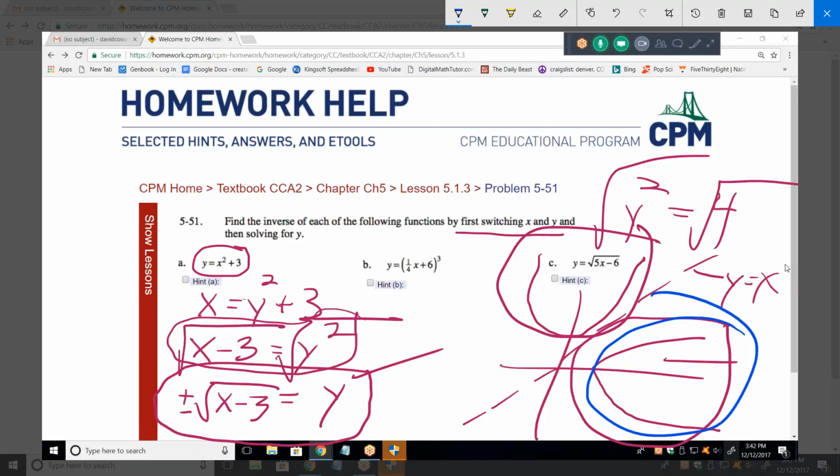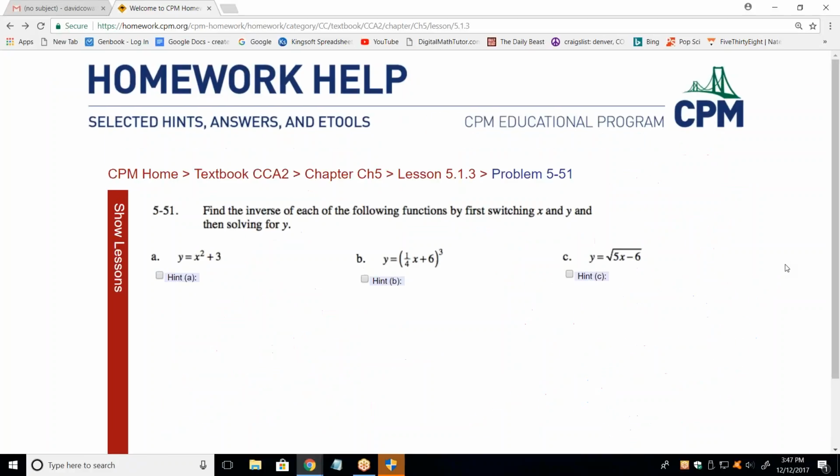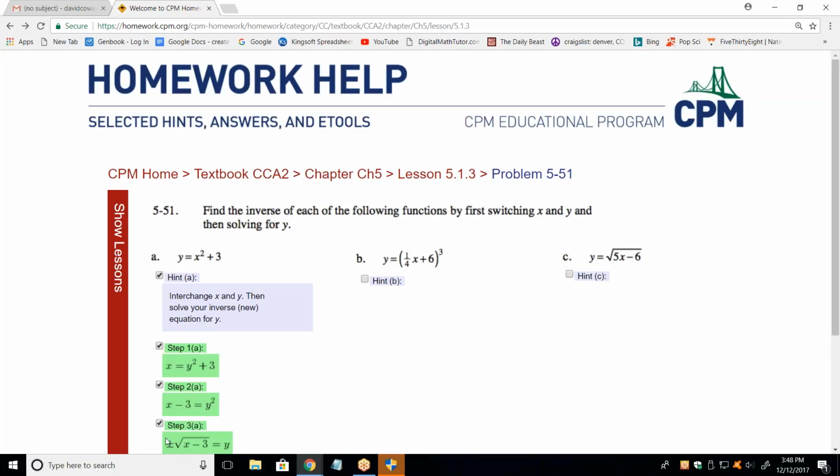I'm not 100% sure what they want. Let's have a look at their hint and see if they'll tell us. Yeah, they did put the plus minus in front. Good. They should. I wasn't sure they were going to.